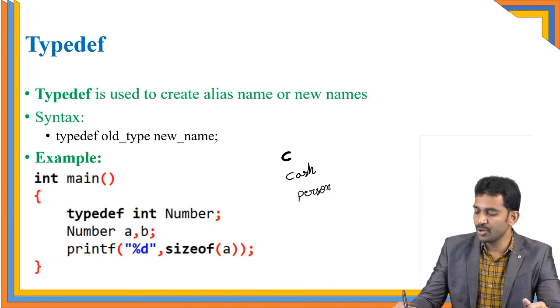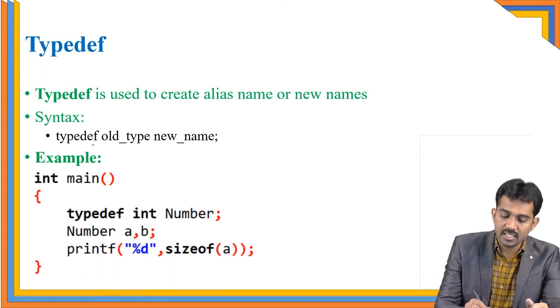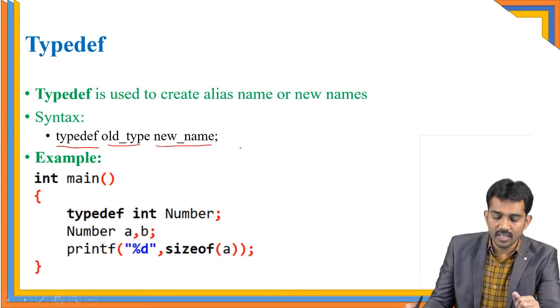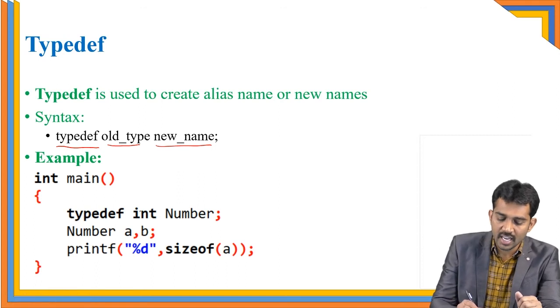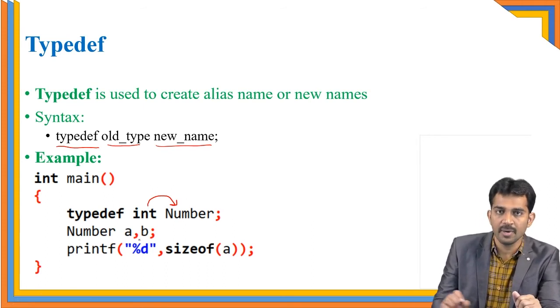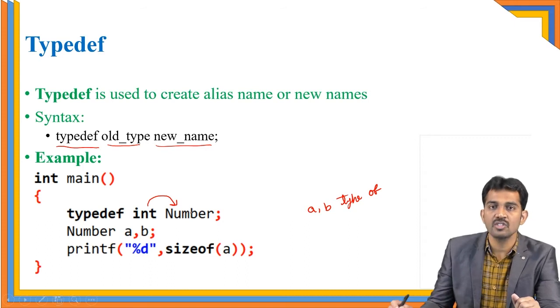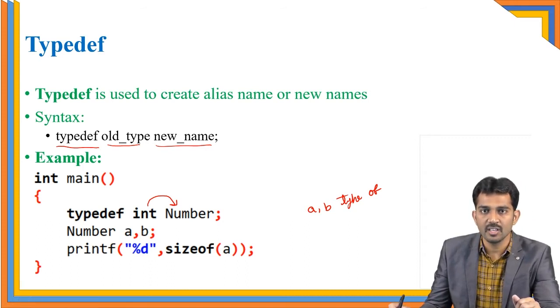See, I'm going to show you how it will work. Observe clearly here. This is the way typedef works, with old type and new type. In this program, what I did is typedef of int: I created an alias name for the integer. In the future, I just use number a comma b. Number a comma b means a and b are both of type integer, because number is the alias of int. Is this clear? This is the way you are going to create alias names.